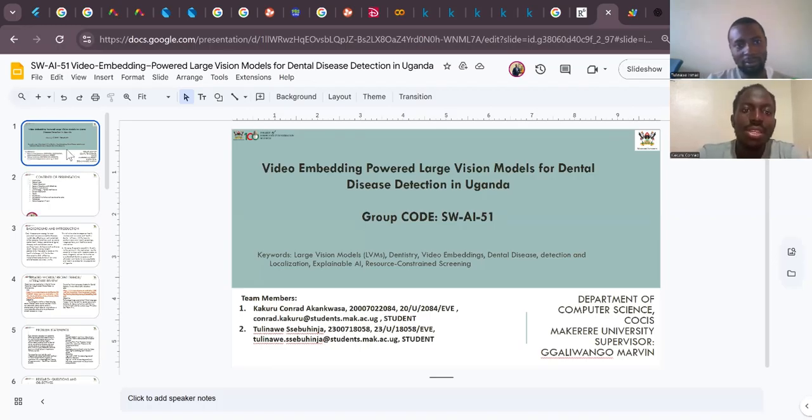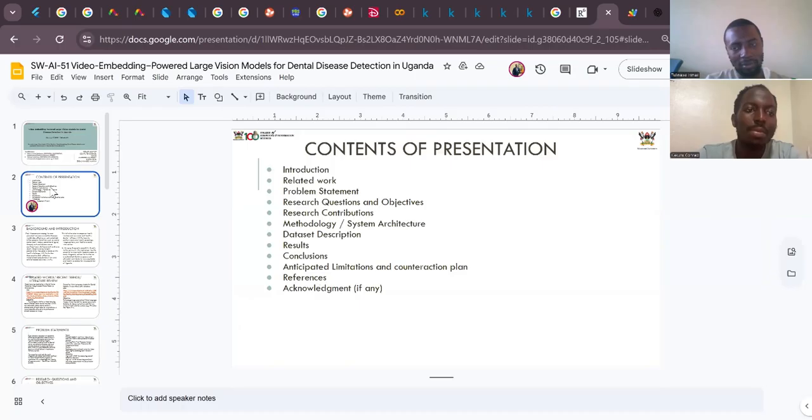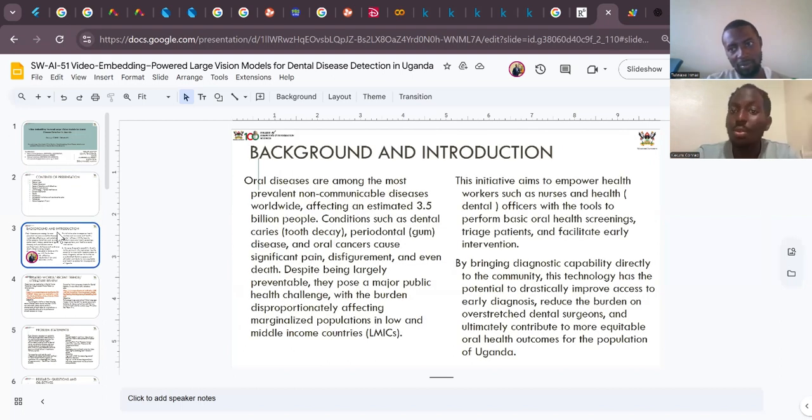So here is the table of contents: introduction, related work, problem statement. Oral diseases are among the most prevalent non-communicable diseases. People don't really take care of them. So we're doing a project that's going to bring information closer to the end users, that's the general practitioners and patients. We aim to give them an AI solution that can detect diseases just by taking a picture on the phone, which brings diagnostic capabilities closer to the users.